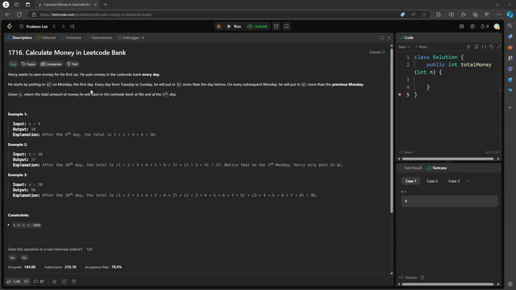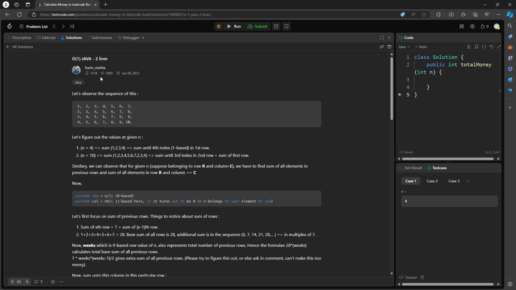So this question is Calculate Money in Leetcode Bank. This is pretty straightforward, but it's going to be a math problem. So I'm going to use one of the people's posts. Again, this is the pattern, the sequence.